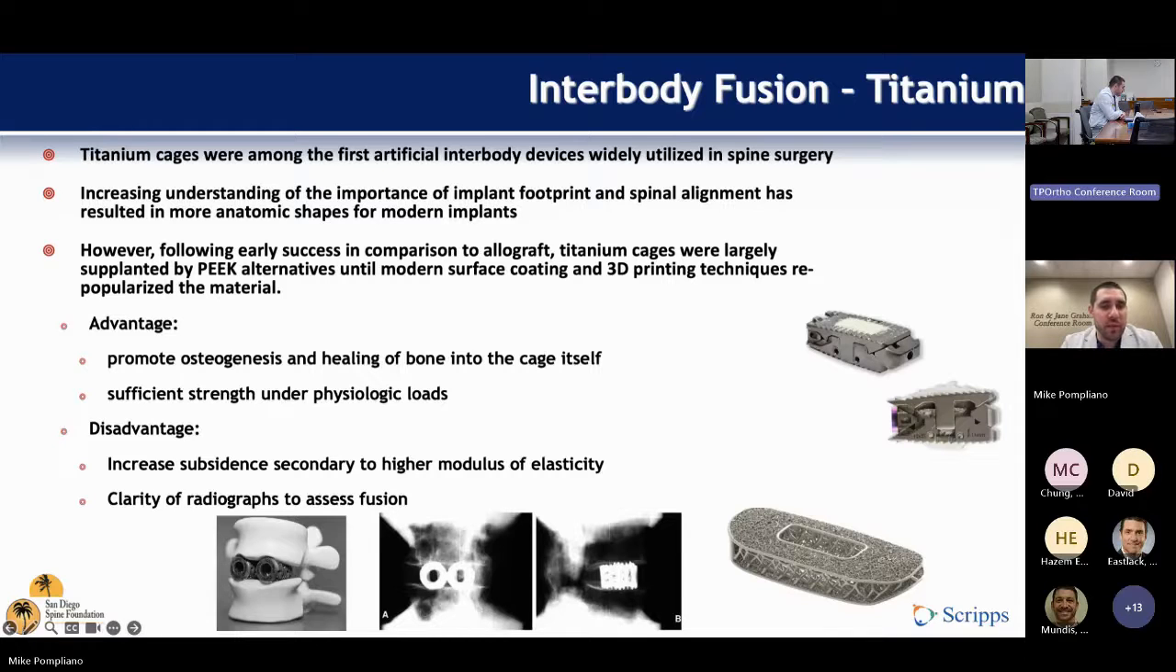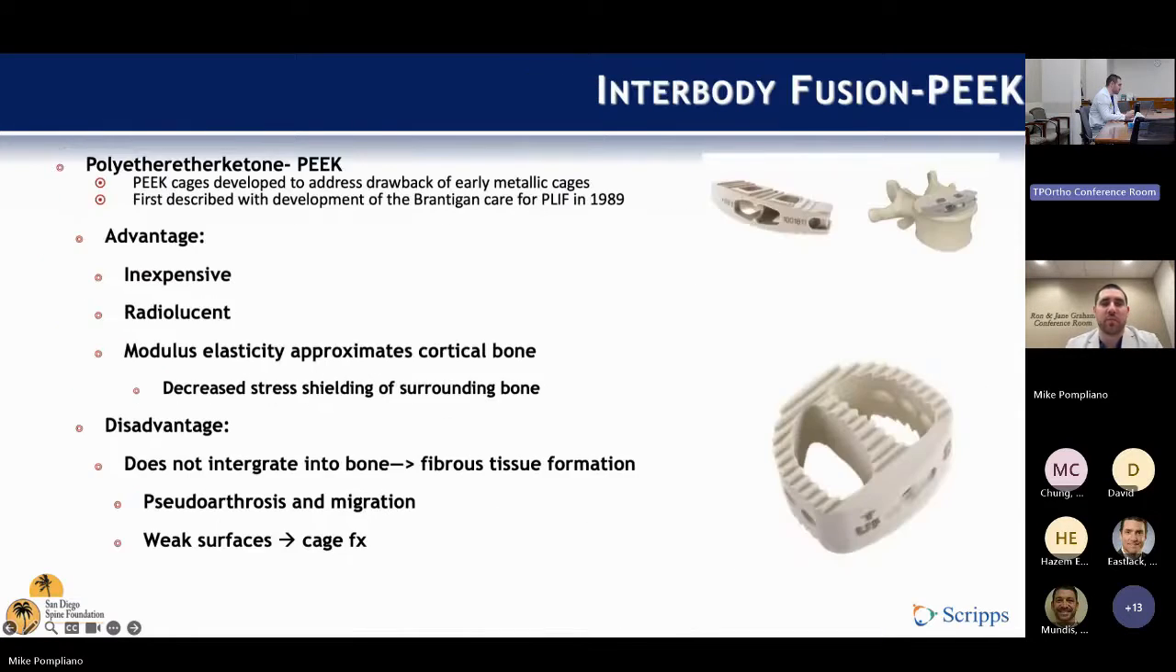The titanium cages were used early on, promote healing of the bone to the cage itself, while also having sufficient strength from the initial insertion. There was some thought to be increased subsidence secondary to higher modulus of elasticity, and there were limitations with postoperative radiographs just with artifact. This led to the development of PEEK, addressing some of the drawbacks of those early metallic cages, initially described in 1989.